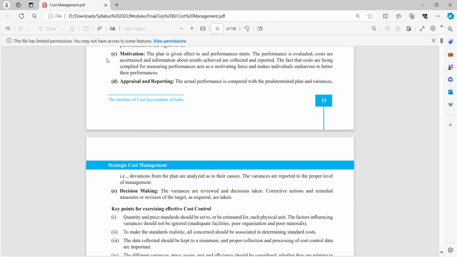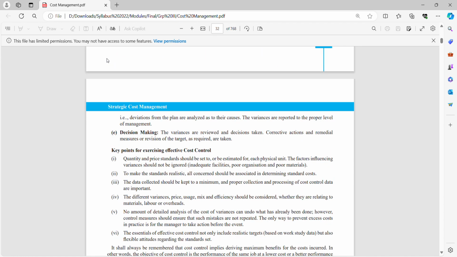Appraisal and reporting. The actual performance is compared with the predetermined plans and variances, that is, deviations from the plans are analyzed as to their causes. The variances are reported to the proper level of management. Then we have decision making. The variances are reviewed and decision taken. Corrective actions and remedial measures or revisions of target as required are taken. So we have decision making.